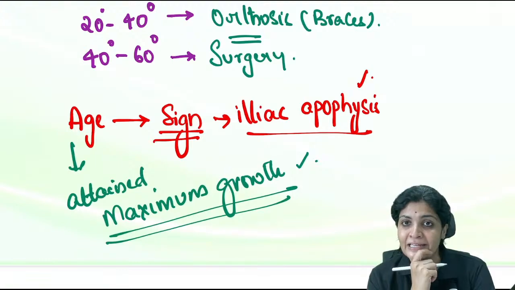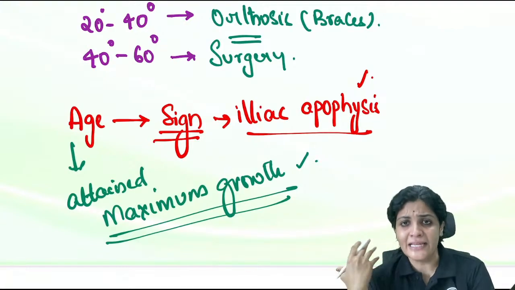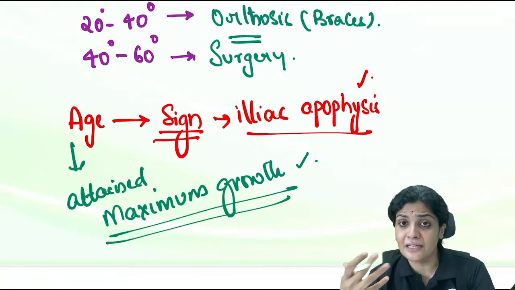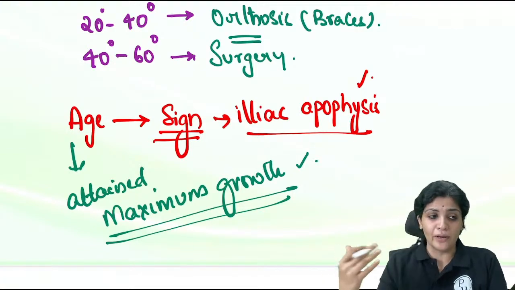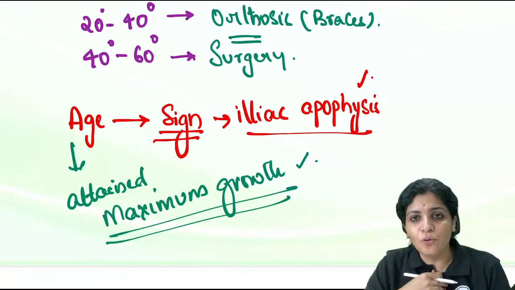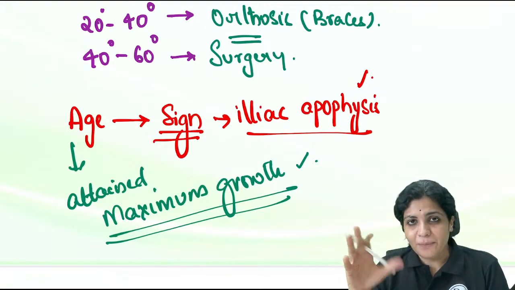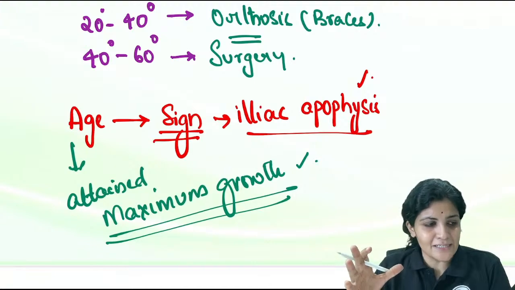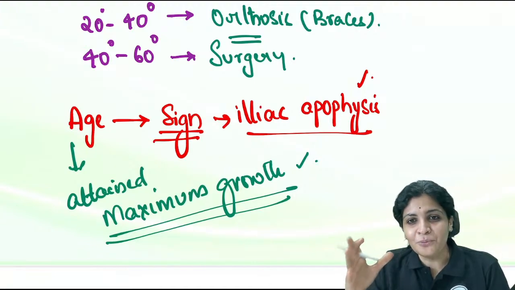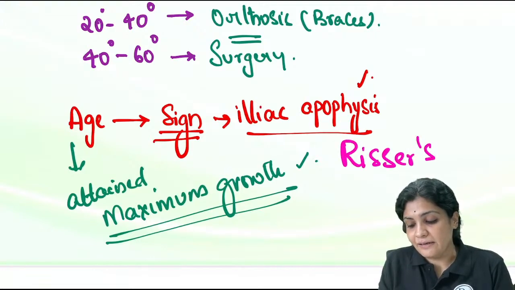So if the angle is 20 degrees, you can still wait, because the maximum growth is attained at 18 or 19 years of age, and the scoliosis curve keeps growing with the growing age, right? Whenever the curve stops, only then do we tend to treat the patient. So if the curve is around 20 to 40 degrees and the patient is around 17 or 18 years, then you will try to take the Risser sign.